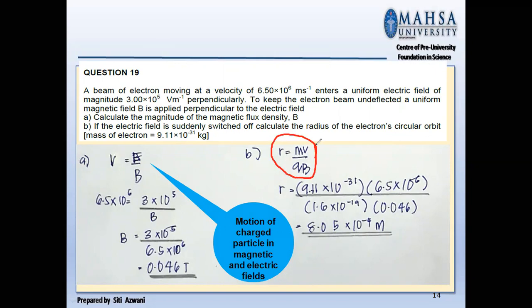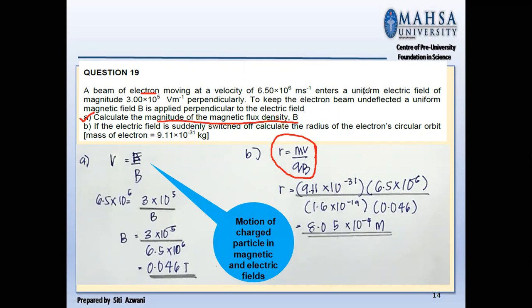But before that, if you refer back to your question 9a, you want to calculate the magnitude of the magnetic flux density, the B value. You have your charged particle, which is an electron, moving at velocity v, entering a uniform electric field perpendicular to the magnetic field B. What happened to your charged particle? The electron beam is undeflected. The electron will move in a straight line without deflection.